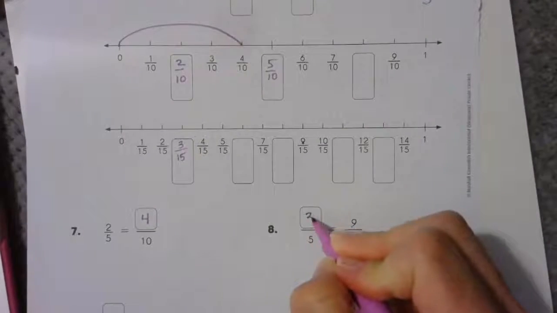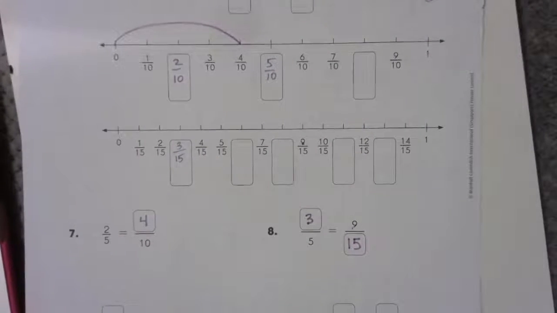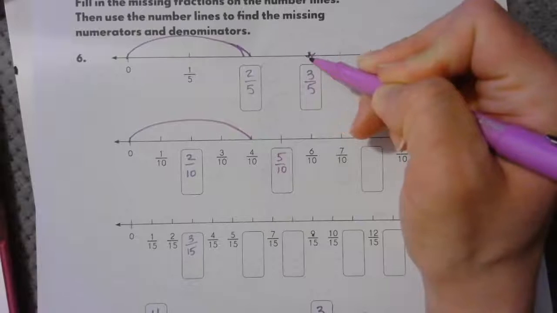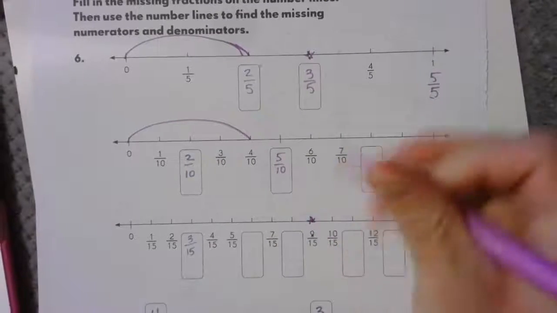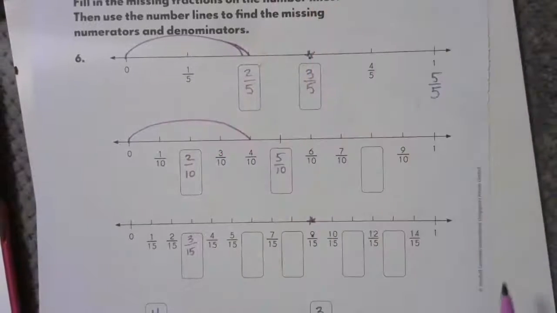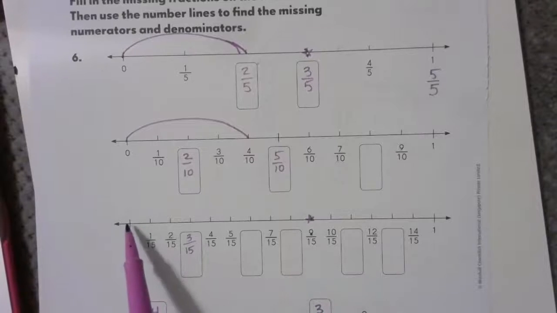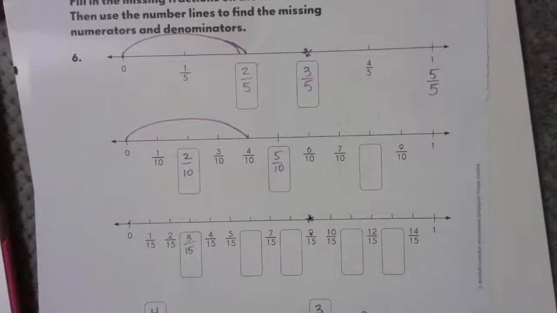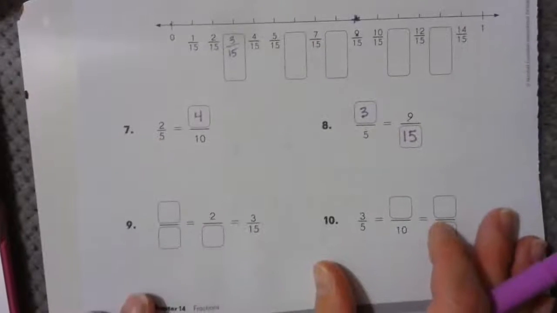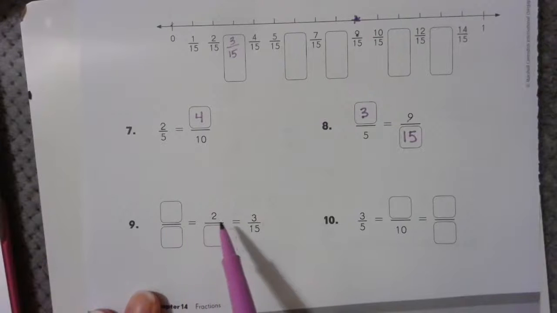So 3/5 are equivalent to 9/15. Because here's my 3/5. Okay. Here's 9/15. They're in the same place on the number line. They're the same distance from 0. If I hop from 0 to 3/5, I would be going the same distance as if I went from 0 to 9/15.